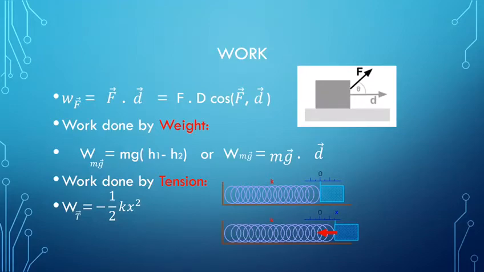And as we know, cosine 180 is equal to -1. So this formula right here would be minus F times d. And in case these two vectors were perpendicular, then the angle is 90 degrees, cosine 90 is equal to 0, so the work done by the force is immediately equal to 0.